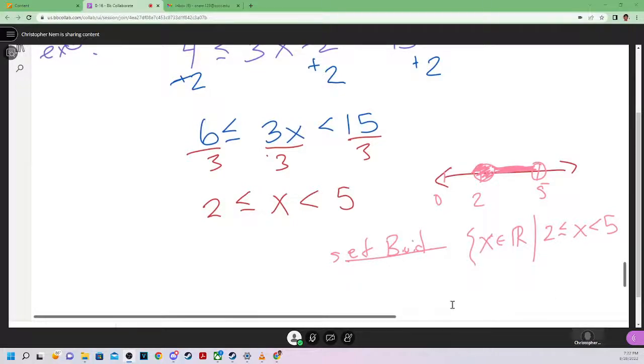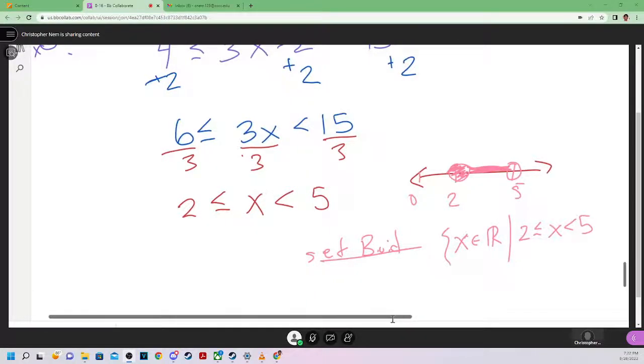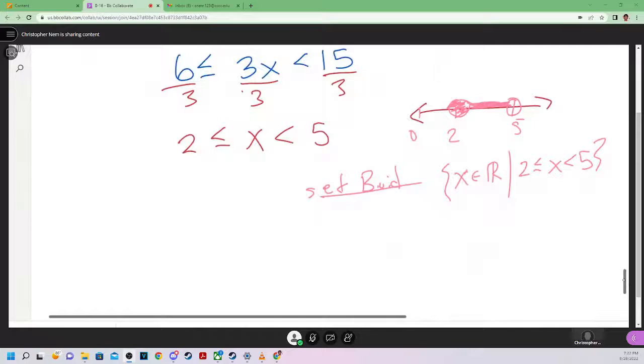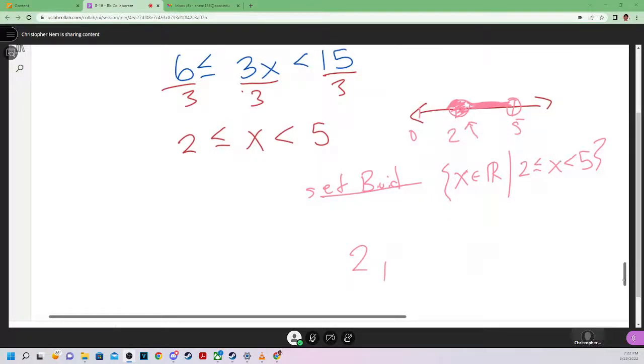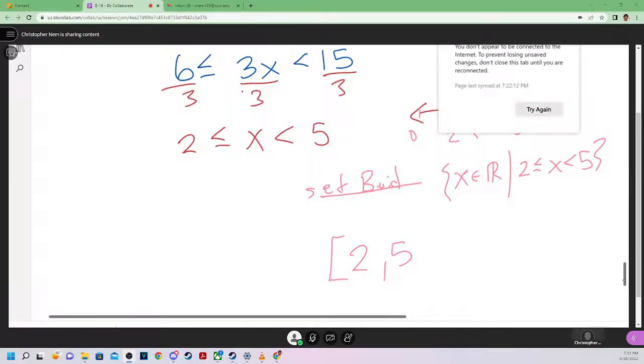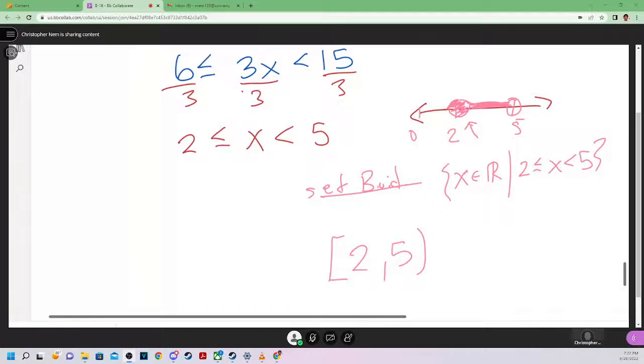Oop, can't write that side. Boom. And then how do you write it? Interval notation. Well, I started with the number 2 over here, and I ended at 5, but I want to include 2, so I use brackets, and I don't want to include 5, so I use parentheses. Boom.